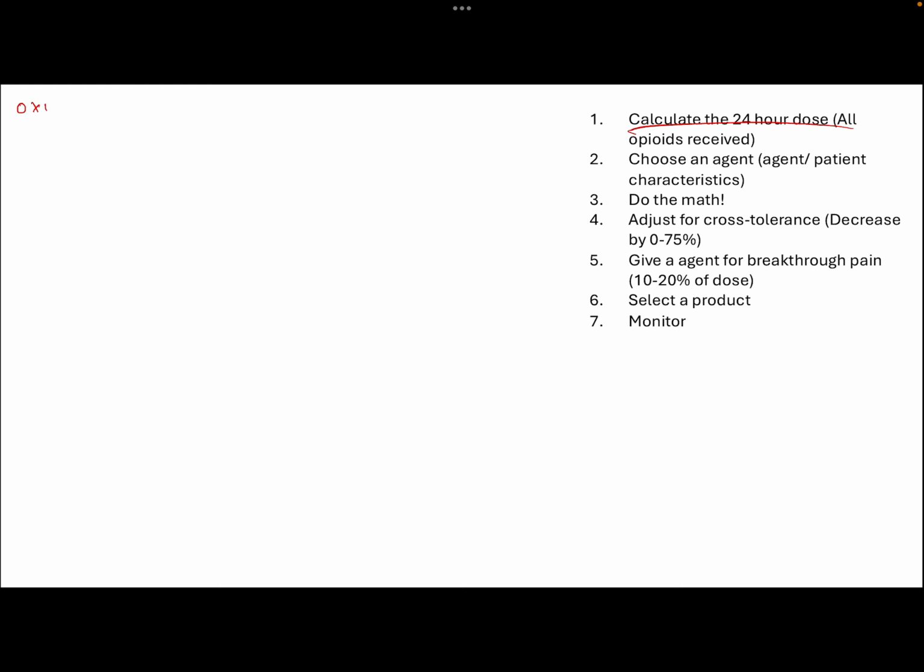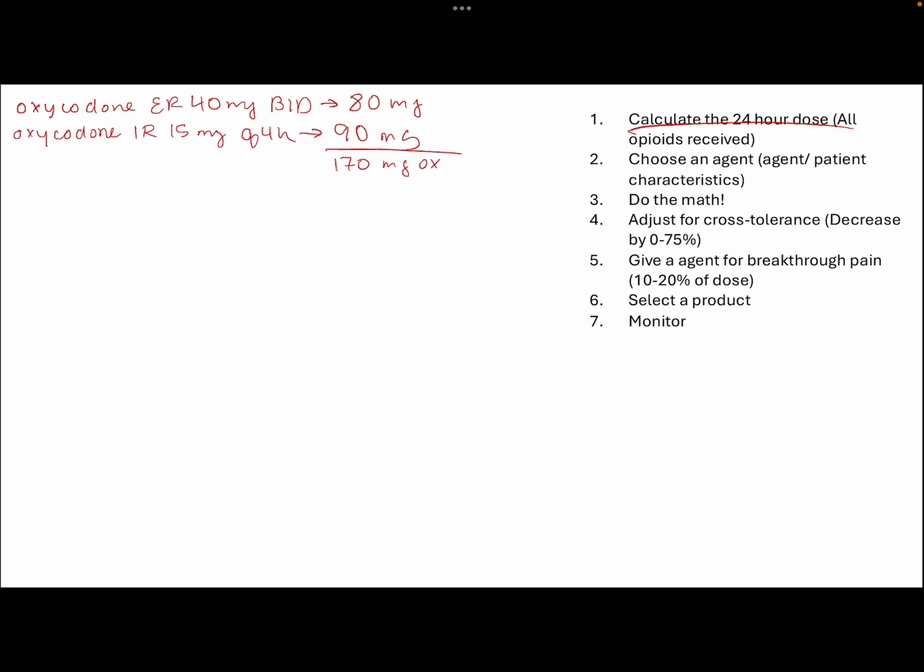So we have a patient who is on oxycodone ER, 40 milligrams BID, and oxycodone IR, 15 milligrams, and they're taking it Q 4 hours. So that gives me 90 milligrams of the IR and 80 milligrams of the ER. So that gives me a total of 170 milligrams of oxy PO.